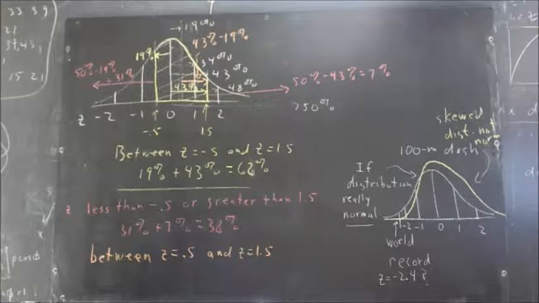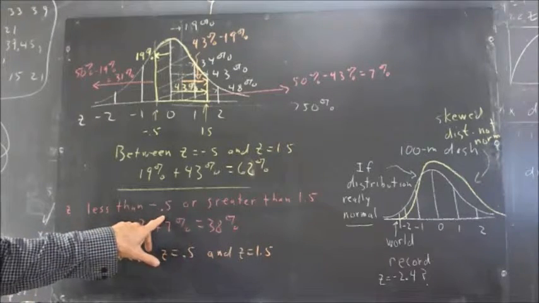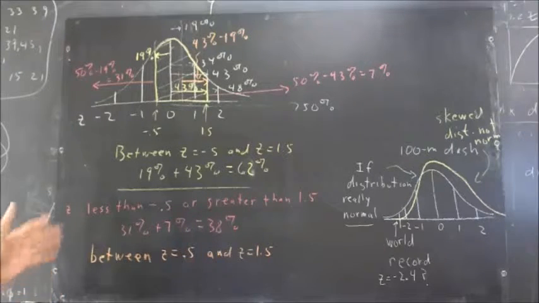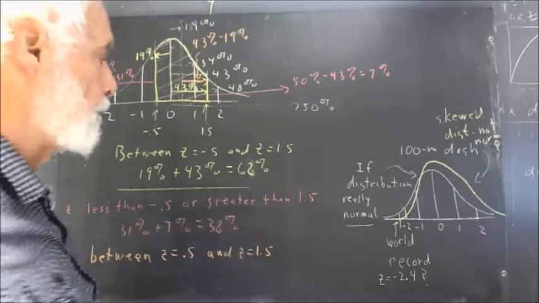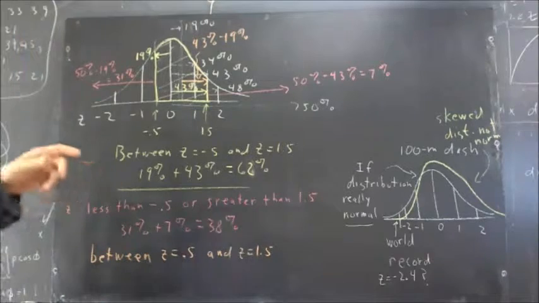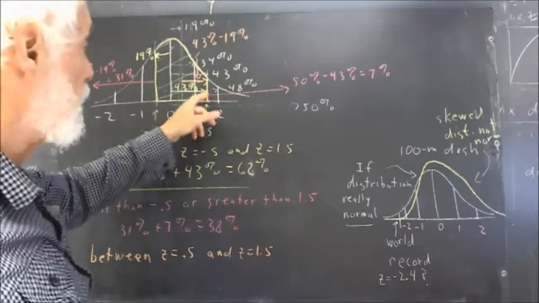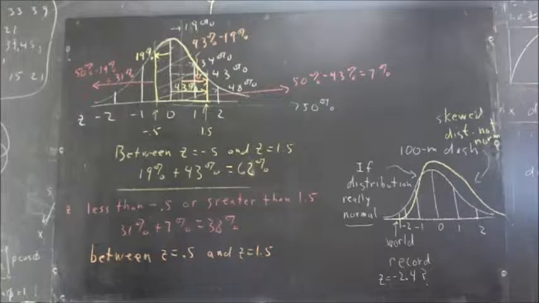Now, that's the question that was on the practice test. It's on the document for today. Z less than negative 0.5 or greater than 1.5. This is another question. Okay, so what percent of your curve would be either less than negative 0.5 or greater than 1.5? What part of the curve are we looking at? Well, less than negative 0.5 would be from here on. Okay, greater than 1.5 would be from here on. So it's the two red regions.